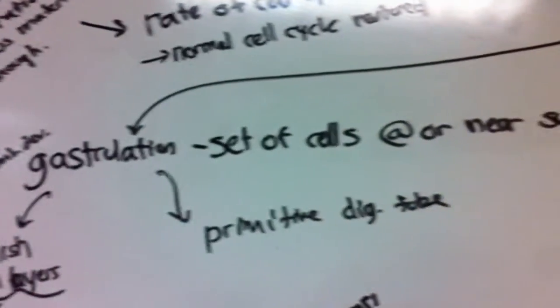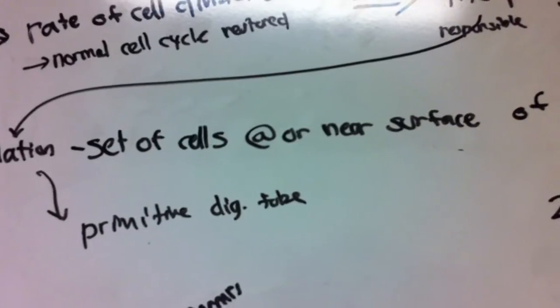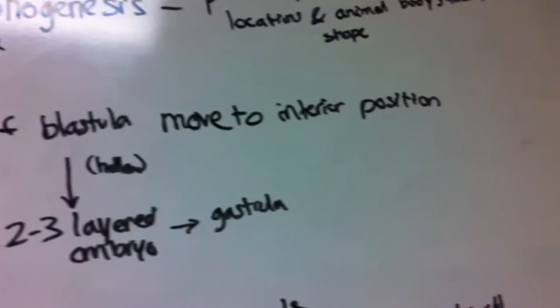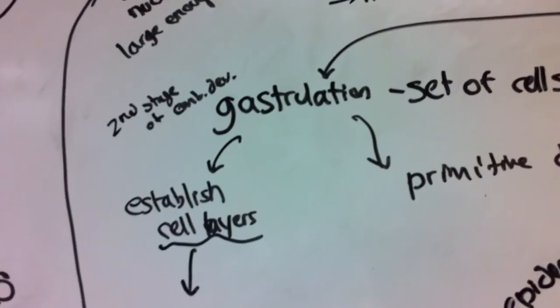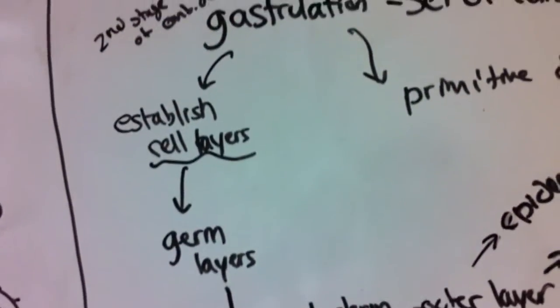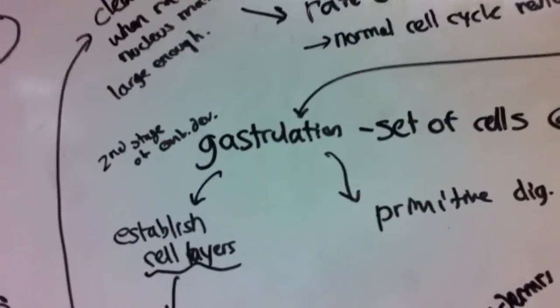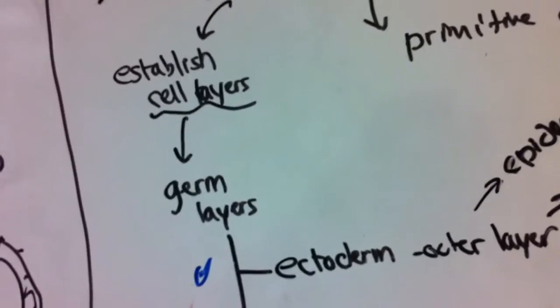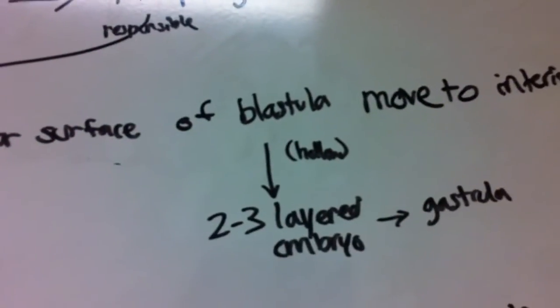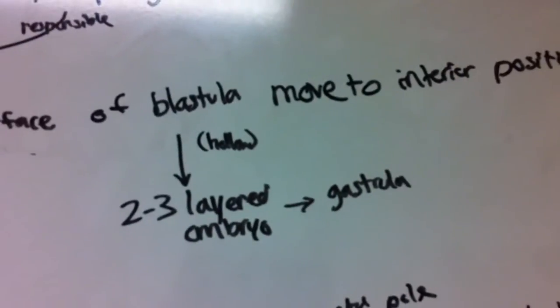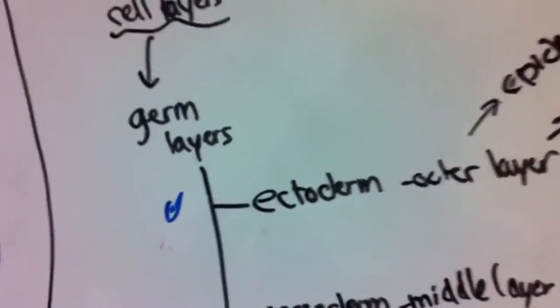And gastrulation is defined as having a set of cells at or near the surface of the blastula move inward to interior positions. And this movement to interior positions will start to establish cell layers, also known as germ layers, and this primitive digestive tube. So let's look into gastrulation a little bit. Also, this blastula will start to change into this 2 to 3 layered embryo called a gastrula. And these layers are these germ layers.